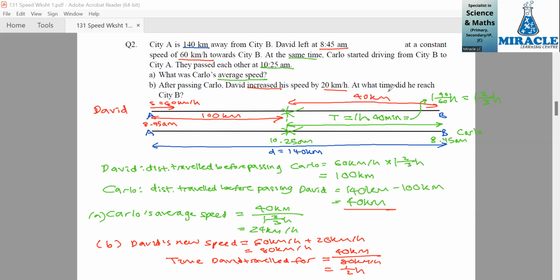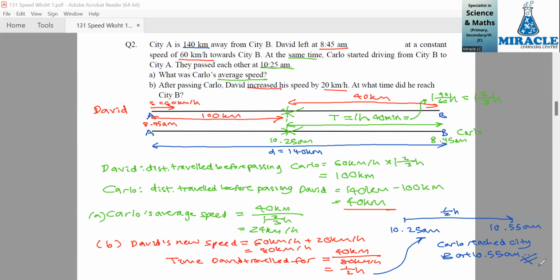So let's draw our timeline to find out what time he reached City B. At 10:25 a.m., he passed Carlos. So half an hour later would be 10:55 a.m. So David reached City B at 10:55 a.m. And this is your final answer.